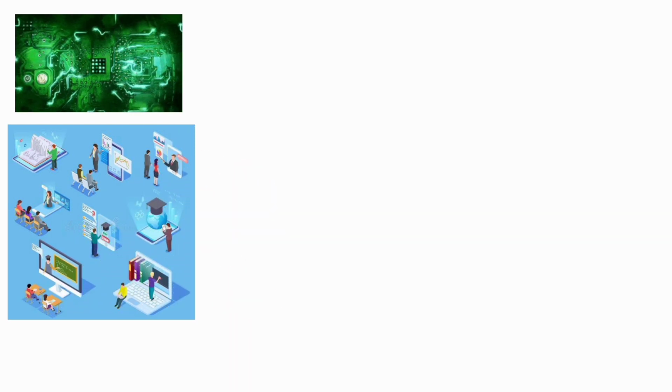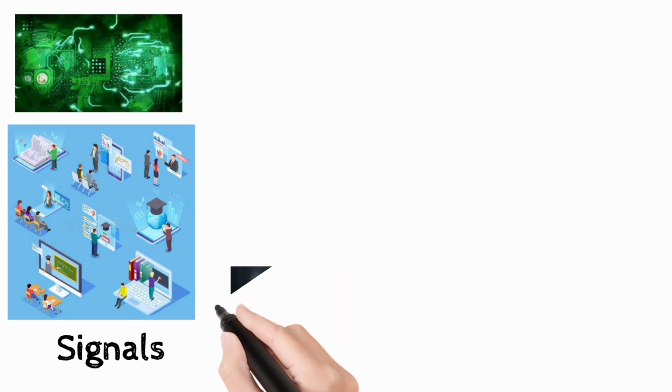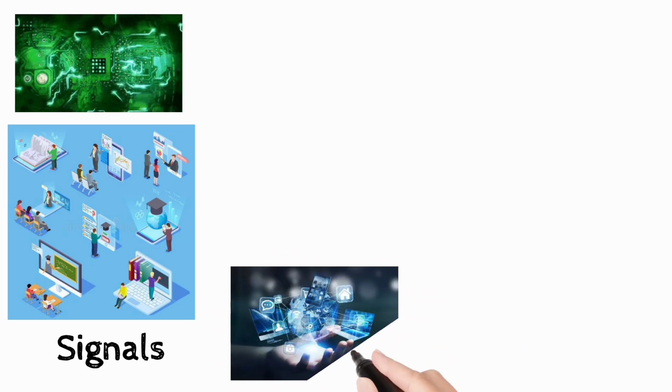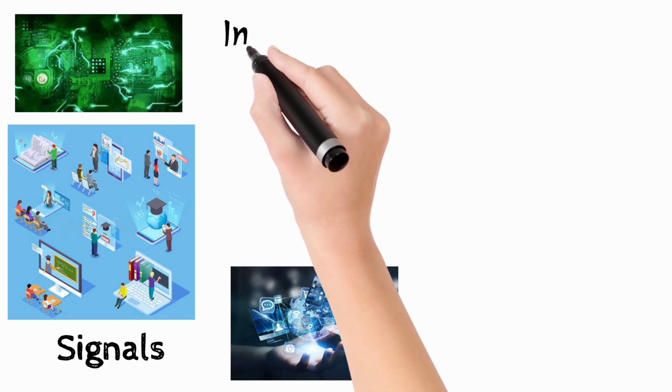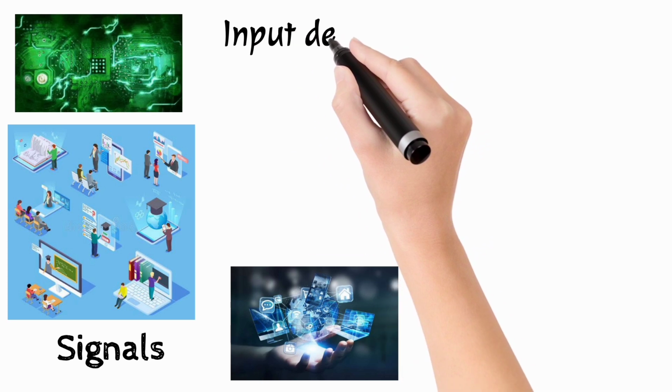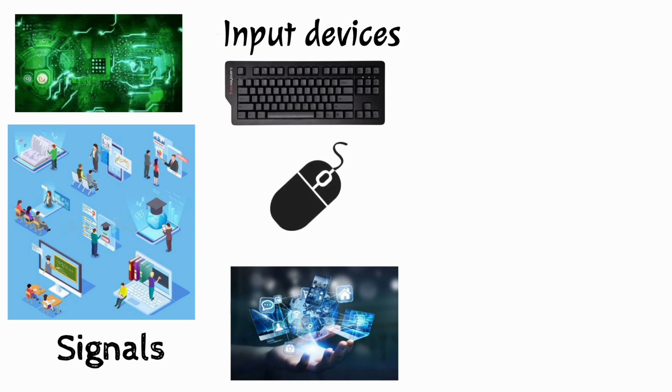In computing, input and output refers to the communication between an information processing system, such as a computer, and the outside world. Inputs are the signals or data sent to the system, and outputs are the signals or data sent by the system to the outside. The most common input devices used by the computer are the keyboard and mouse.